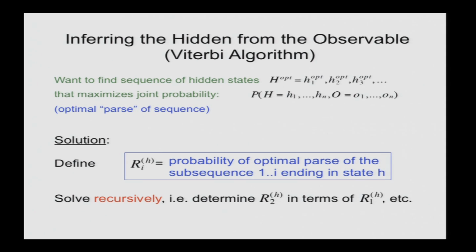Not the whole long sequence, but a little piece of it from the beginning to a particular place in the middle that ends in state H, okay? And so we first would calculate R_11, the probability of generating the first base given that it ended in hidden state 1, and then we would do hidden state 2, and then we basically have to figure out a recursion for getting the probabilities of the optimal parses ending in each of the states at position 2, given the values at position 1.